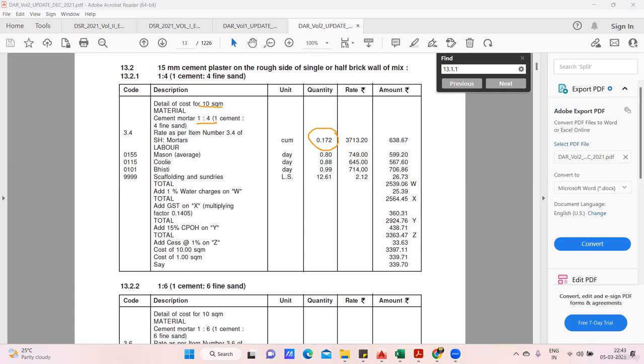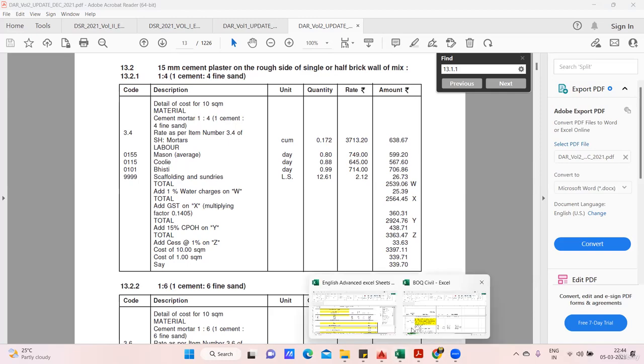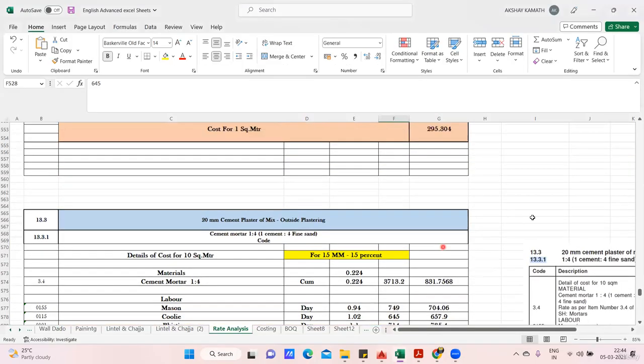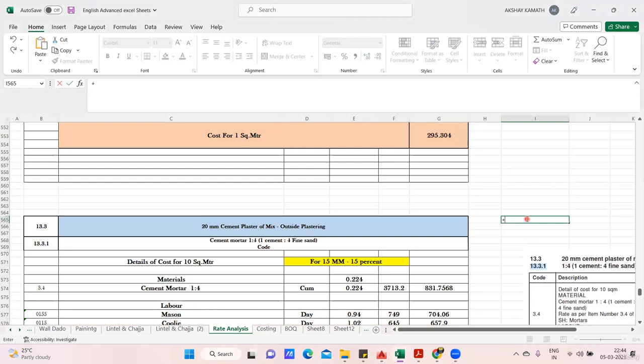It's again very simple. 0.172, 1:4 is a ratio. I'll tell you how it has to be done. First, I'll take 10 square meter, and multiply this by the thickness of the plaster, which is 15 mm. So 0.015. So I should get 0.15.